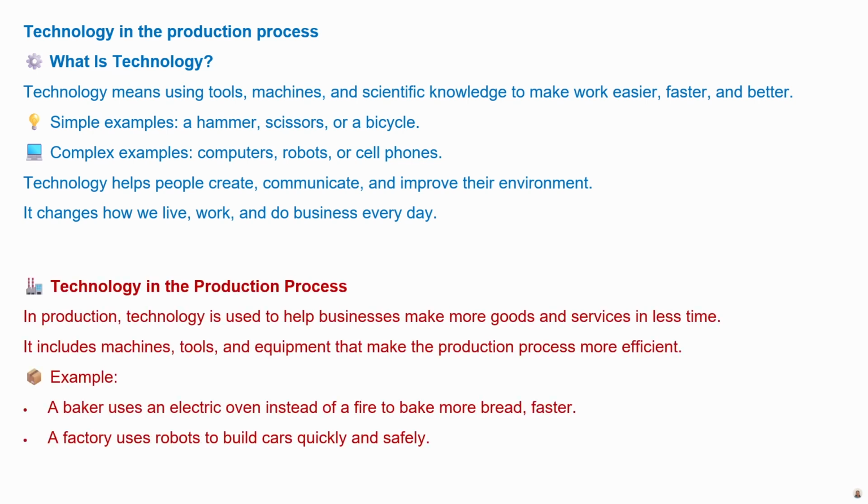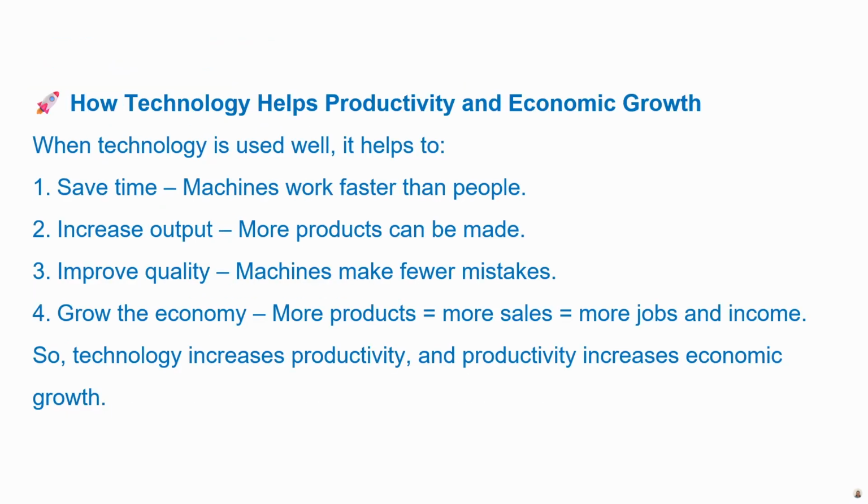So, technology in the production process. For example, a baker is using an oven to make bread, which is faster instead of using a fire. Then we have robots. Robots can build cars quickly.